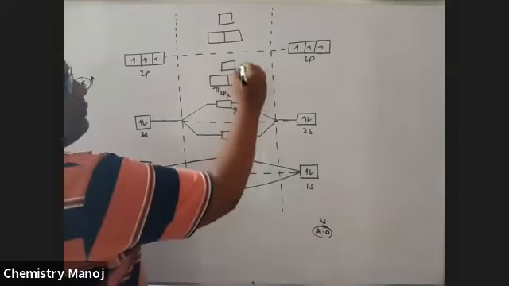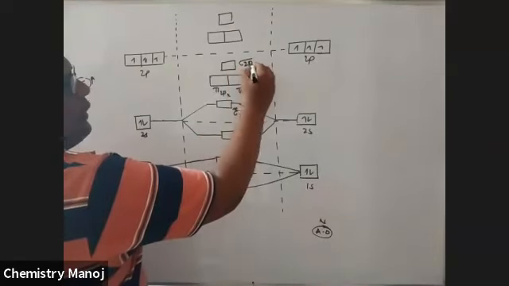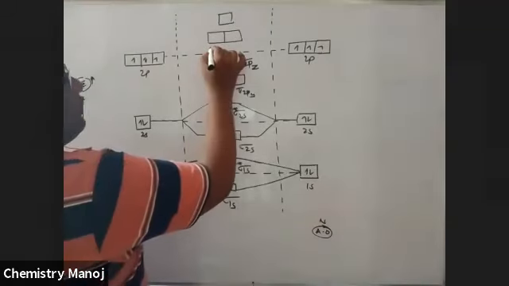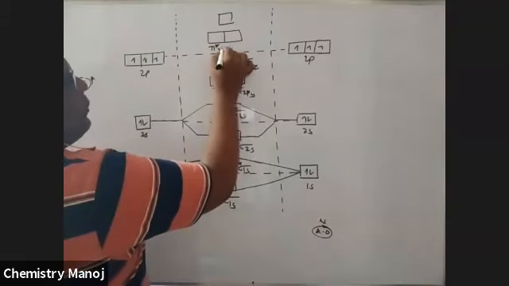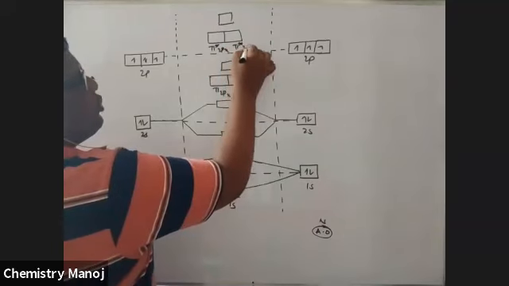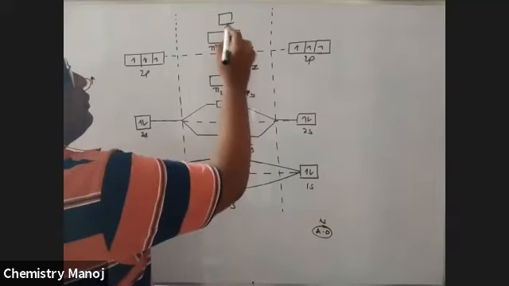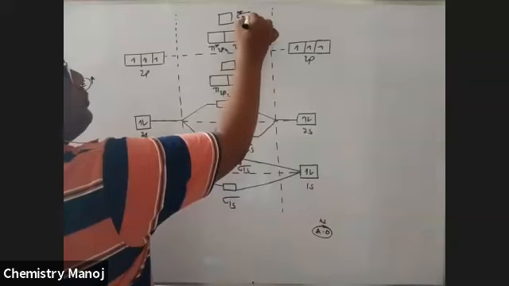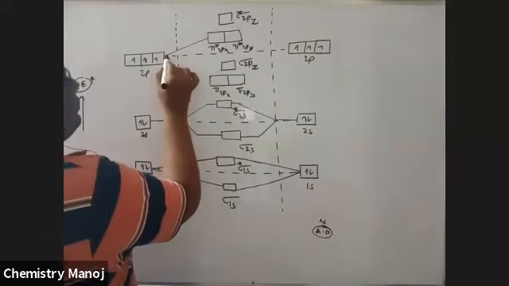So pi 2px, pi 2py. Yes, it's clear. Now it is sigma 2pz. Next, this one, pi star 2px, pi star 2py. It is sigma star 2pz. Okay, so these are the orbitals.